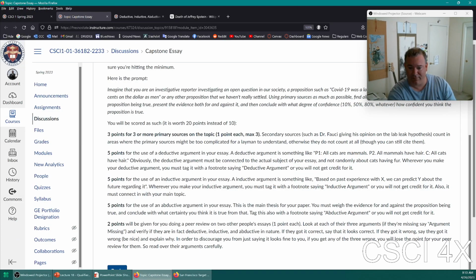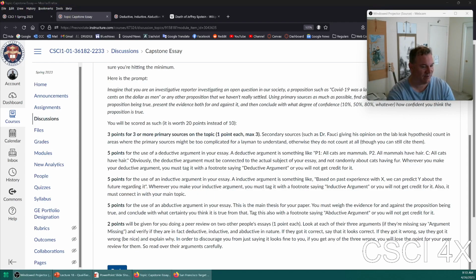When you do your inductive argument, you must also tag it with a footnote saying inductive argument. And when you make your abductive argument, you have to tag it with abductive argument. To get your 15 points, which is most of the points on this essay, and this essay is 10% of your grade, worth as much as the final, you must tag your arguments. Every semester I have students that don't do it, they don't get the points. They're like, why didn't I get the points? And the answer is because you didn't read. One of the best ways of succeeding in life is to read instructions carefully.